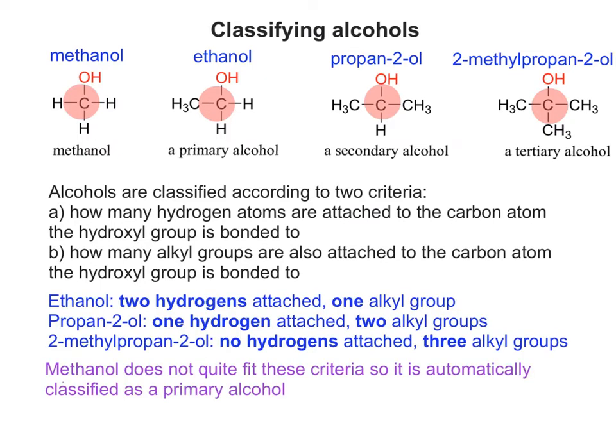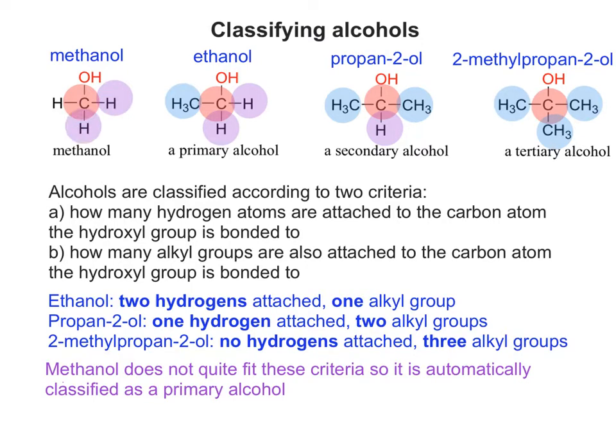So looking at each alcohol in turn, I'll deal with methanol in a second. With ethanol, you have 2 hydrogens attached, and you have 1 alkyl group, so it's called a primary alcohol. With propan-2-ol, you have 1 hydrogen attached, and you have 2 alkyls, so this is called a secondary alcohol. With 2-methylpropan-2-ol, you just have 3 alkyl groups, so this is called a tertiary alcohol.